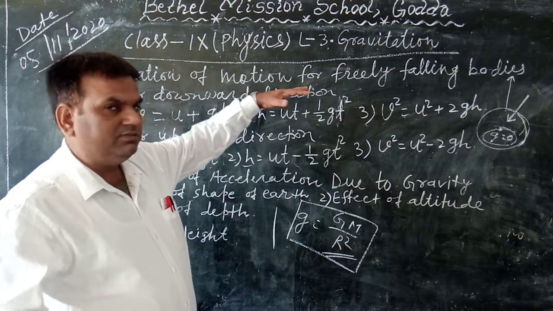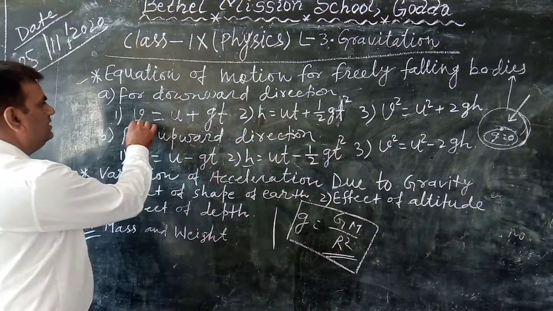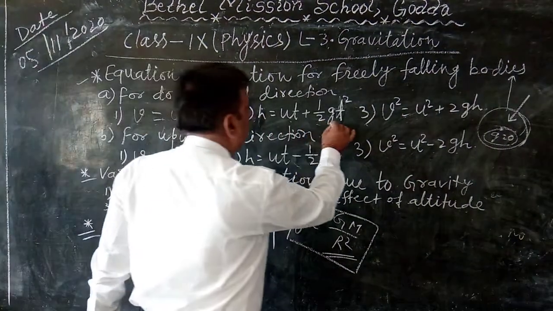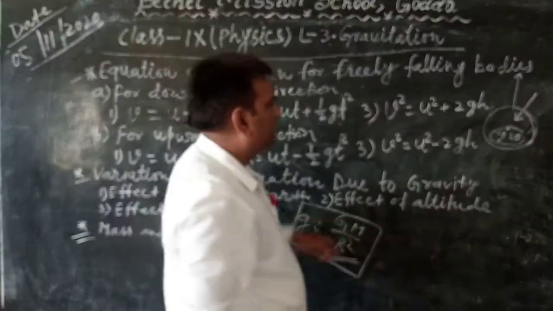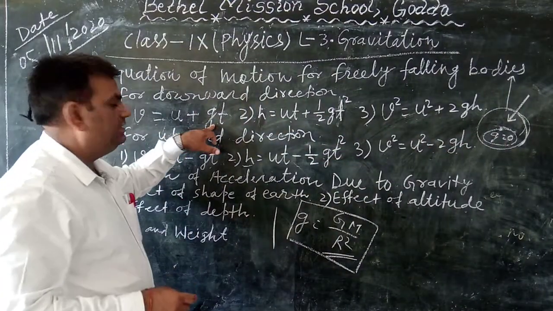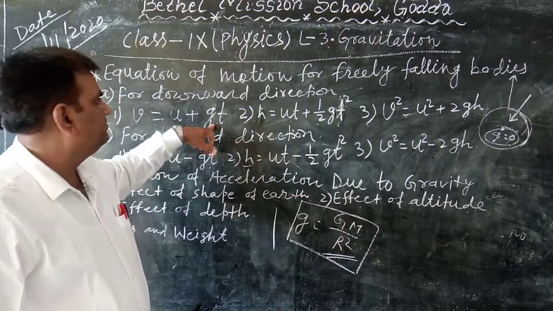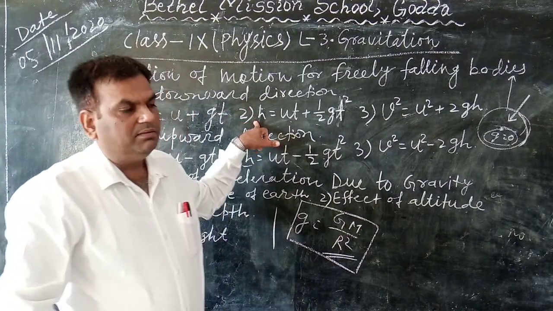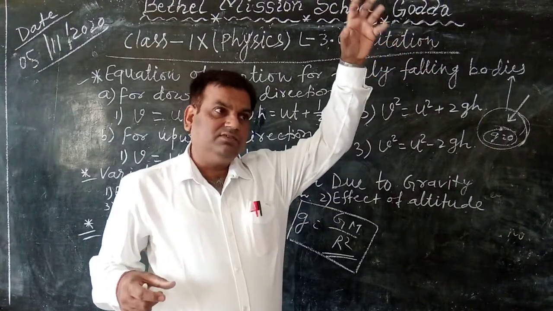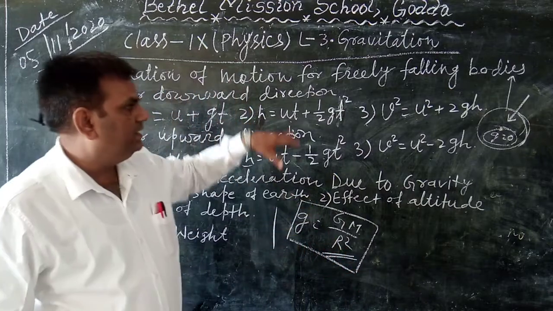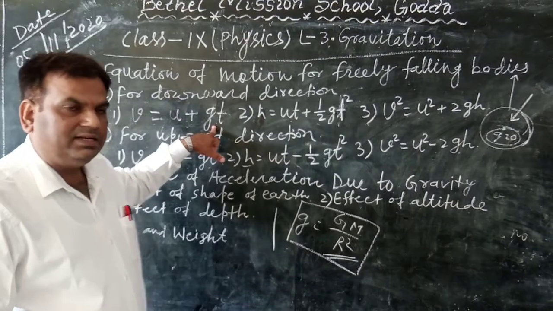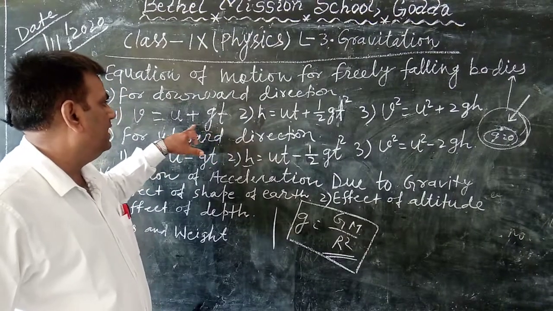So when the object falls towards the ground, the equation is v equal to u plus gt. First equation. Second, h equal to ut plus half gt square. And the third equation, v square equal to u square plus 2gh. Where g means acceleration due to gravity, h means height, because the object is falling from a height towards the earth. That's why in place of s we will write h, and g behaves like acceleration. In place of a we will write g.